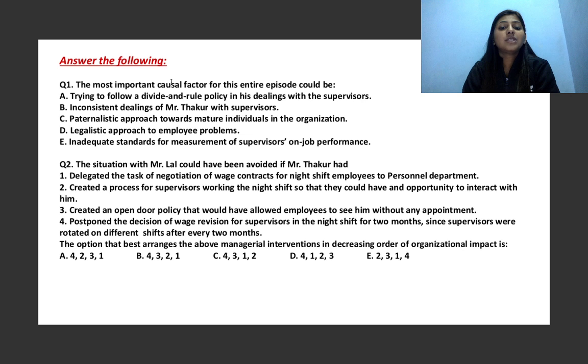Number 3, created an open door policy that would have allowed employees to see him without any appointment. 4, postponed the decision of wage revision for supervisors in the night shift for 2 months, since supervisors were rotated on different shifts after every 2 months. Now, after reading till the fourth point, I know that fourth point is going to impact the organization the most, right? If the wage decision is implemented for only the day shift supervisors for 2 months, and later for the night shift supervisors, there will be much chaos, because the supervisors in the day shift would have a problem with that. So that could lead to the most organizational impact, and we need to arrange this in decreasing order of organizational impact, which means the one with the most impact will come at the end, right?